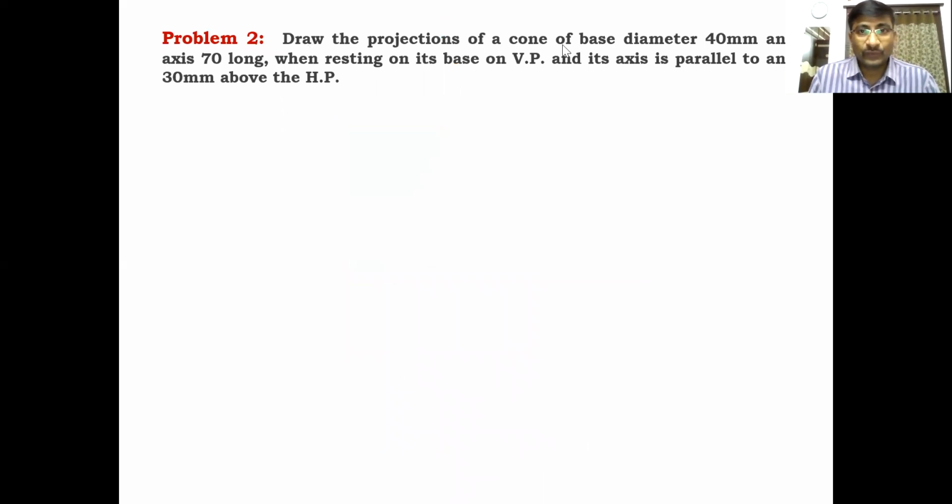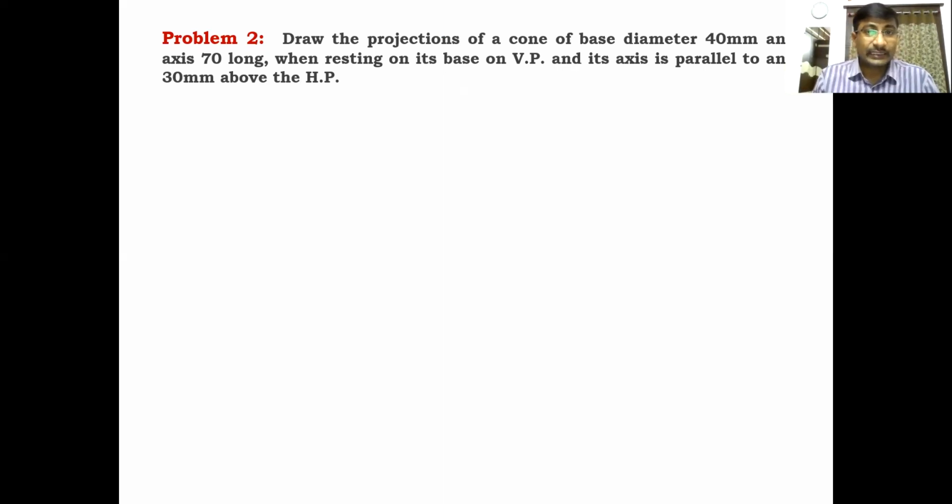Draw the projections of a cone of base diameter 40 mm. Cone having the circular base having the 40 mm and axis 70 long. When resting on its base on VP, that is base of the cone is touches with the VP. That means axis is parallel to HP. Whenever the base is touches a VP, axis is parallel to HP and 30 mm above HP. It is given as the axis is parallel to and 30 mm above HP. Axis must be above HP at a distance of 30 mm.